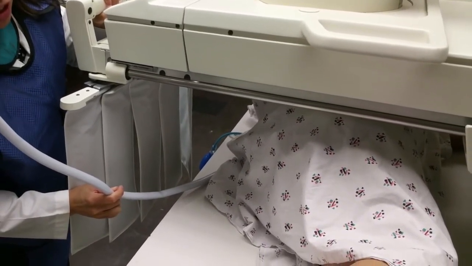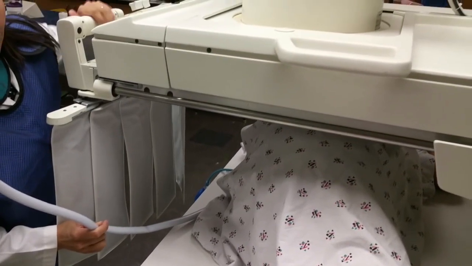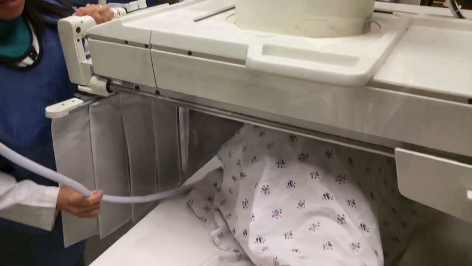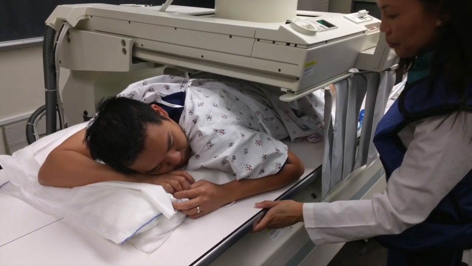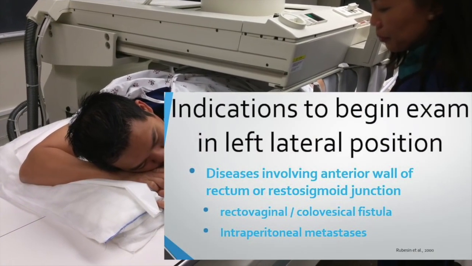Bring the image intensifier or flat panel detector close to your patient, since this reduces the dose to the patient, to you, and to the technologist. The patient is traditionally placed in the prone position to administer the barium, although in some indications, the exam should begin in the left lateral position.